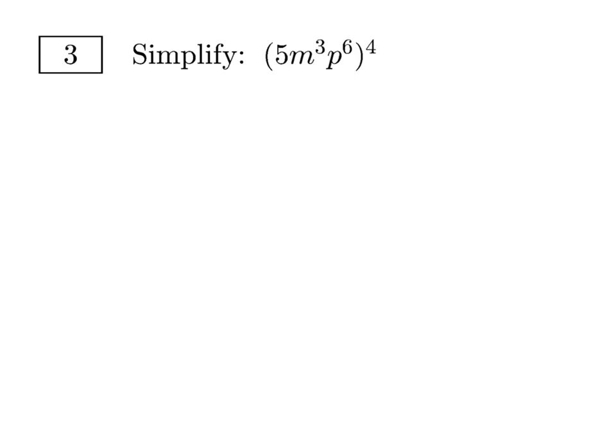For the next one, I have 5 to the 1st here. Okay, watch out for that. And so now I have the power to a power property. So I'm going to multiply all these powers. So I have 5 to the 4th, m to the 12th, and p to the 24th power. And that's all we could do here.